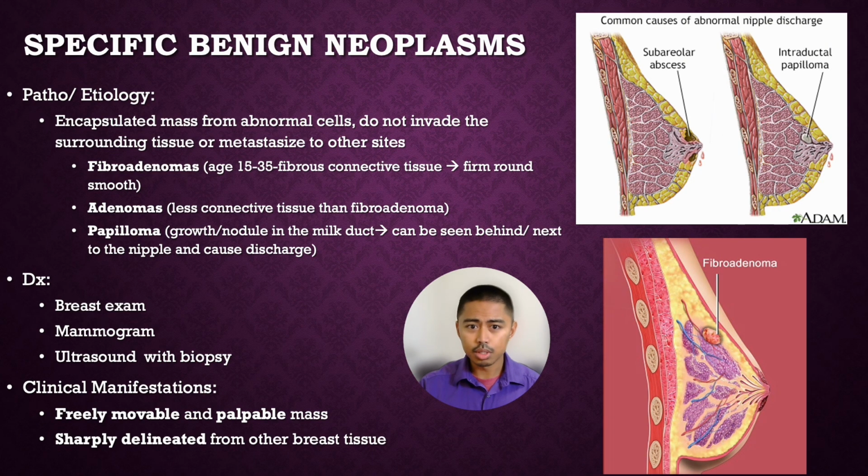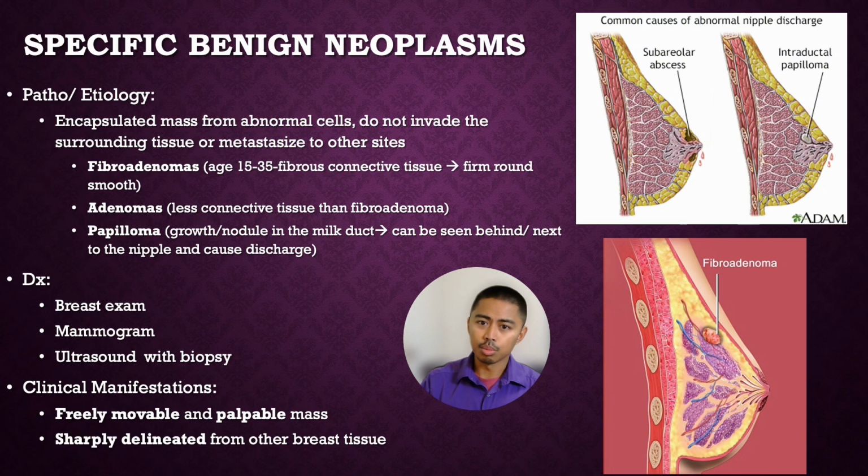With adenomas, it's going to be less connective tissue involvement than fibroadenomas. It more so comes from the glandular tissues. It's also going to be encapsulated and non-invasive. With papillomas, this is going to come from the epithelial lining inside the ducts, and an overgrowth of this is going to lead to duct obstruction and discharge.